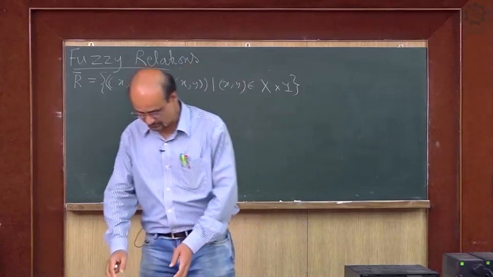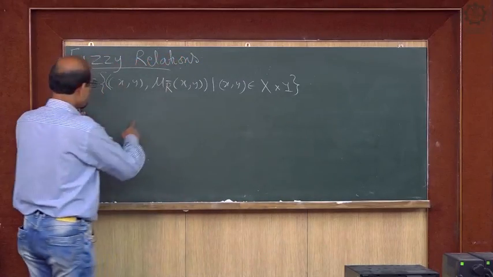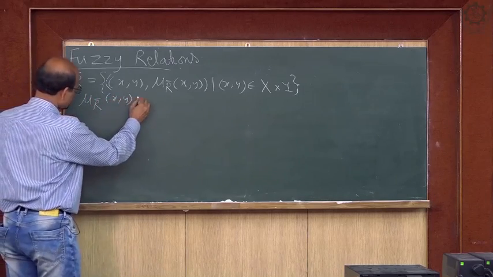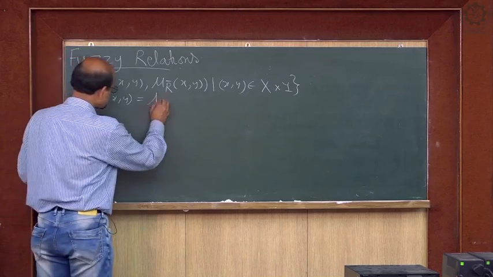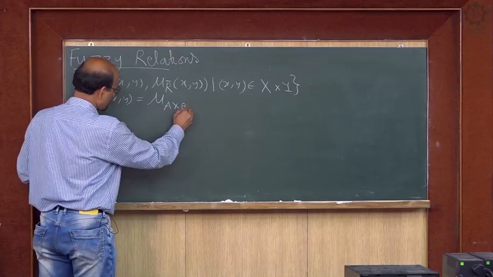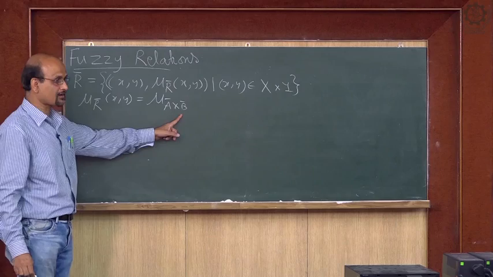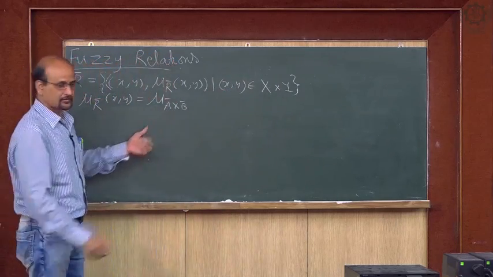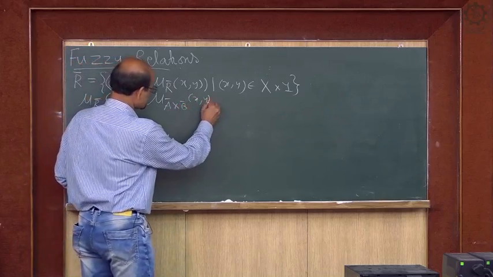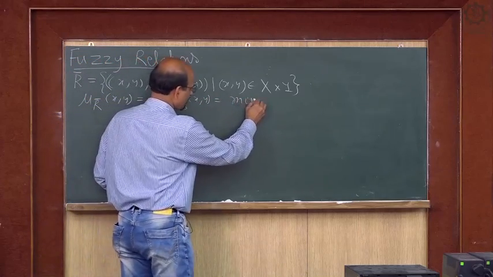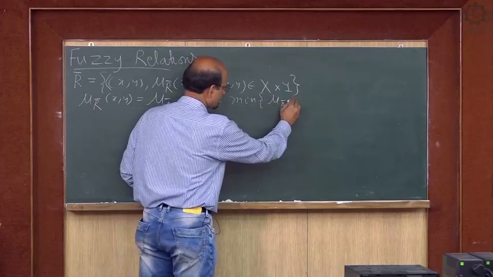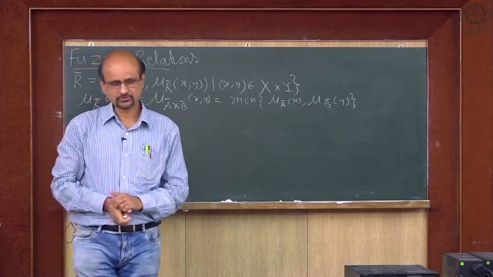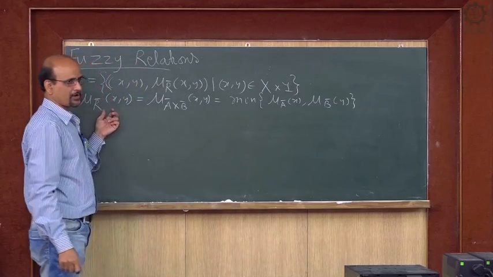So, let us take that example, and moreover you see if I write mu R bar, what is this? This is the membership degree of x y. This we actually defined as mu A cross B, or A bar cross B bar, where A bar and B bar are subsets in product space x and y. Of x y, and this we defined as the minimum of mu A bar x, mu B bar y. So, this way we find the membership values for this mu R bar x y.